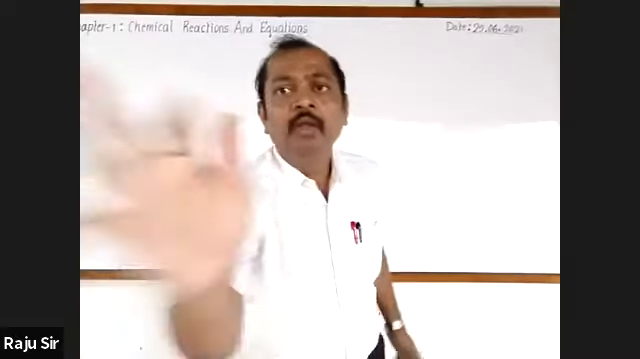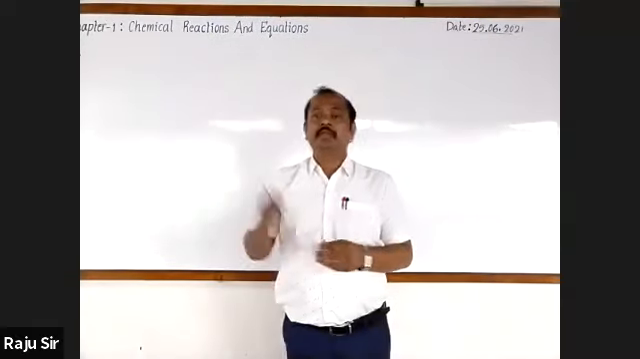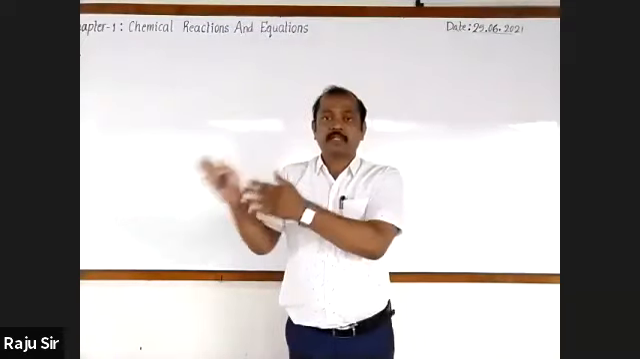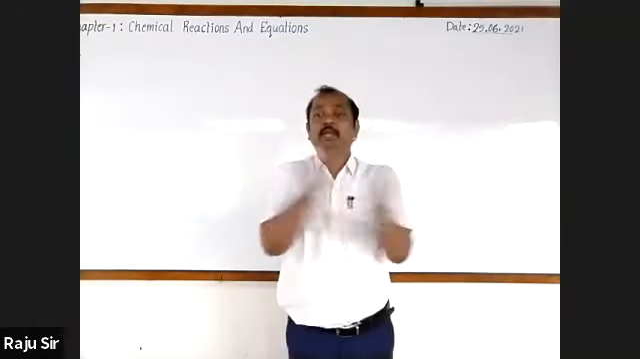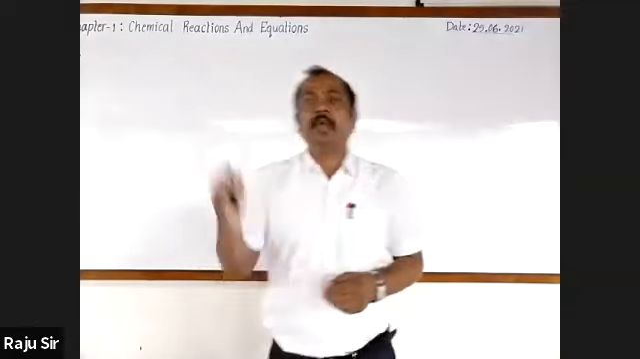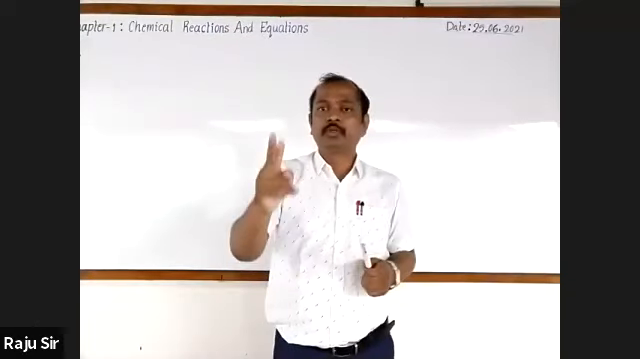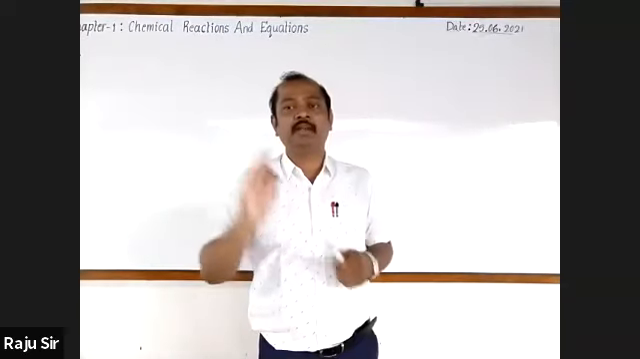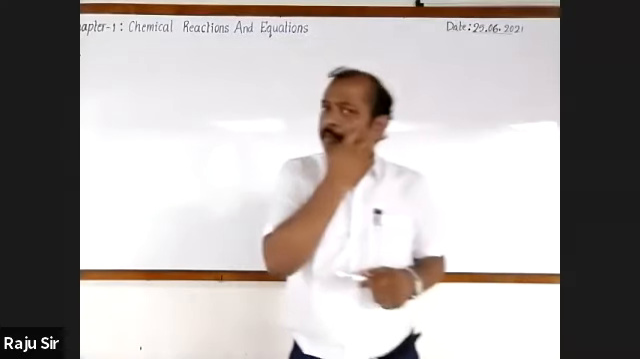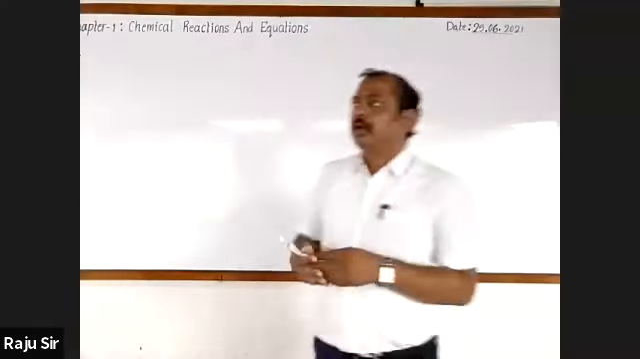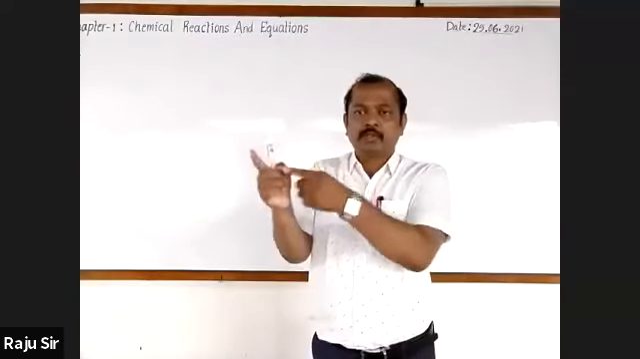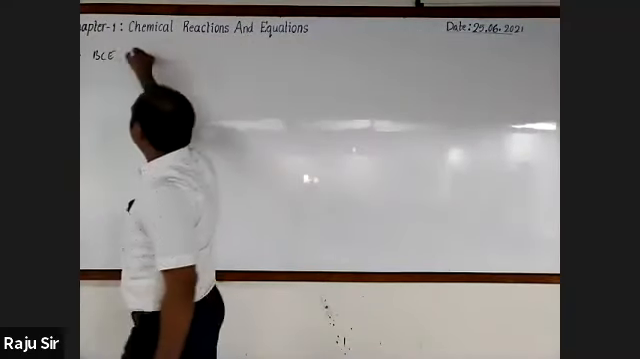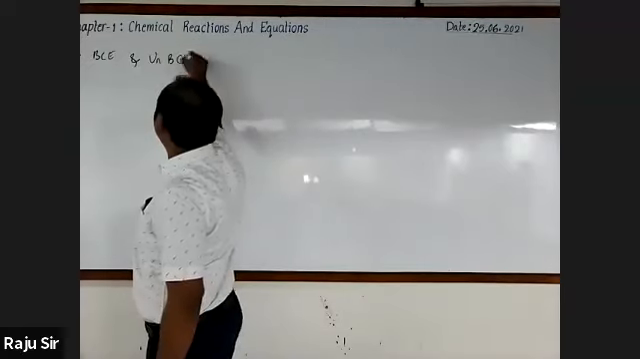Then after that, we come across chemical equations in which the number of atoms of each element on the reactant side is not equal to the product side, as well as equal to the product side. So based on that, we have classified the chemical equations into two types. One is balanced chemical equation and the second one is unbalanced chemical equation, right? Let's recall some points related to both balanced and unbalanced.